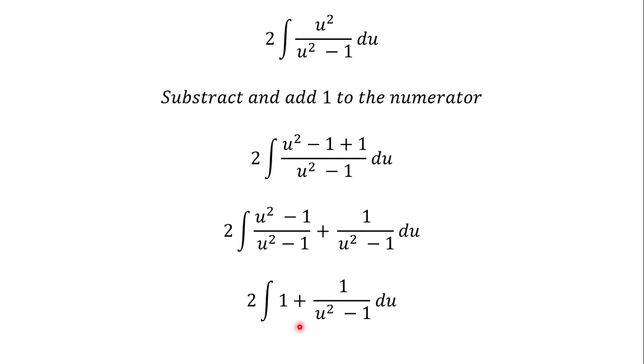Let's continue. So 1 plus 1 over u squared minus 1 du. Now this one we can split into two different fractions, into two different integrals. Sorry, that is 2 integral 1 du plus 2 integral 1 over u squared minus 1. This 2 is multiplying the whole of this. Remember, it came out of this. So when it's outside here, it's multiplying the whole of this. So if you want to split it, you multiply it across as you are splitting. Okay.